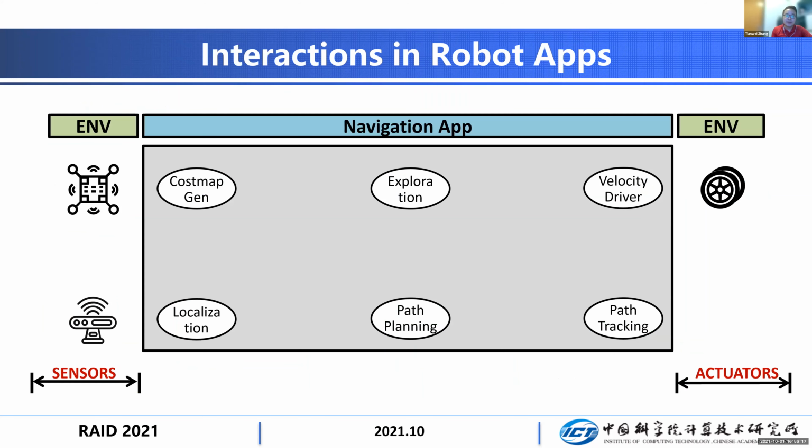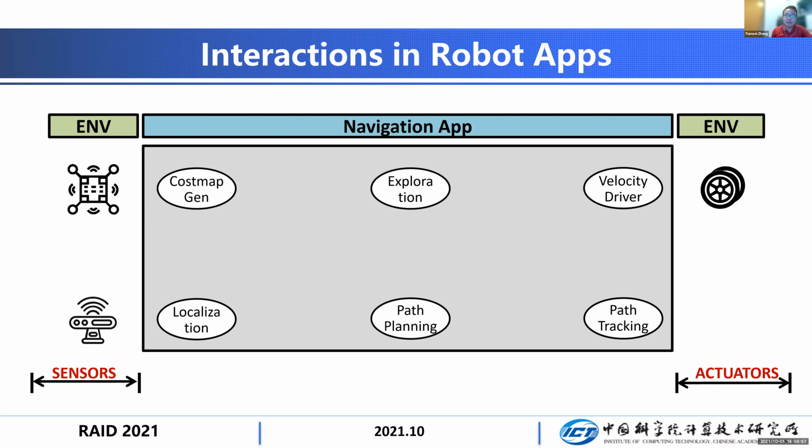In order to fully understand the possible consequences caused by the malicious package, we need to understand the interactions in the robot apps. We use a navigation application as an example to show the interactions. So the navigation app is responsible for accepting the sensor data from the environment, like the cameras, like LiDARs, and then processing the data and making the decisions to move the robot from one spot to another spot.